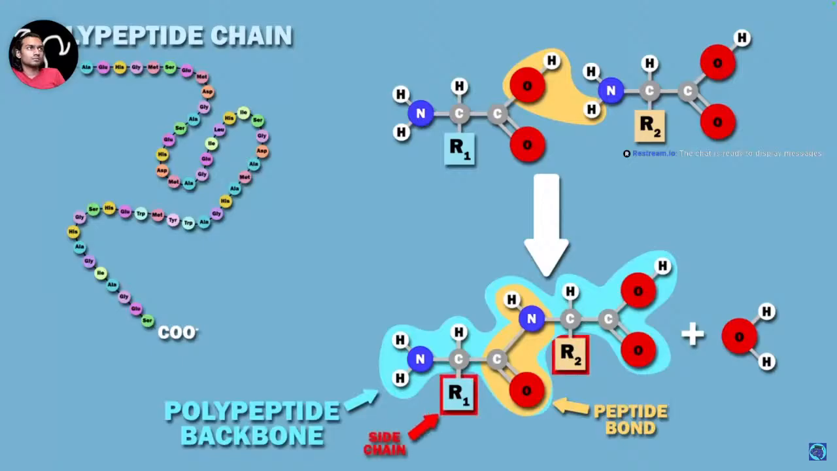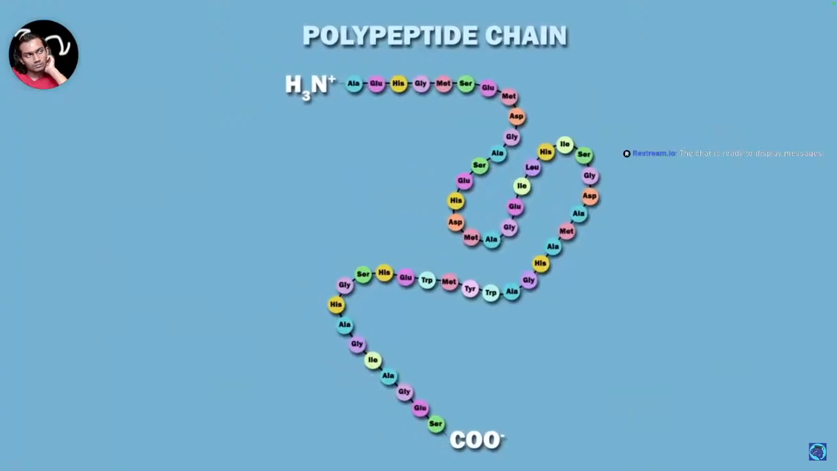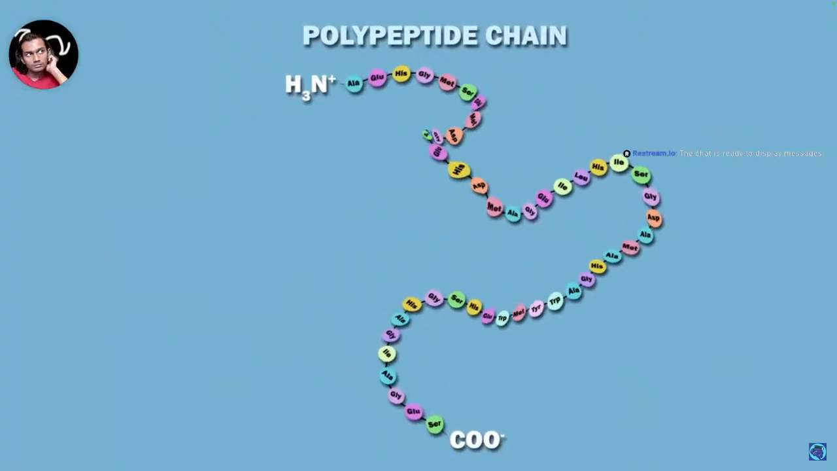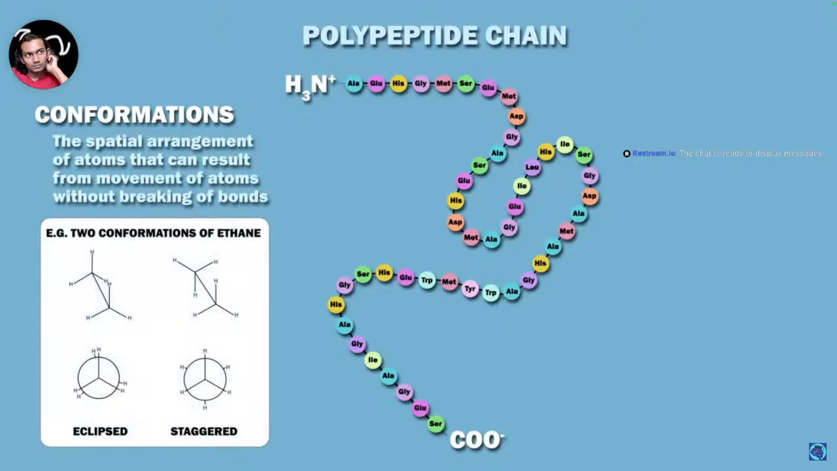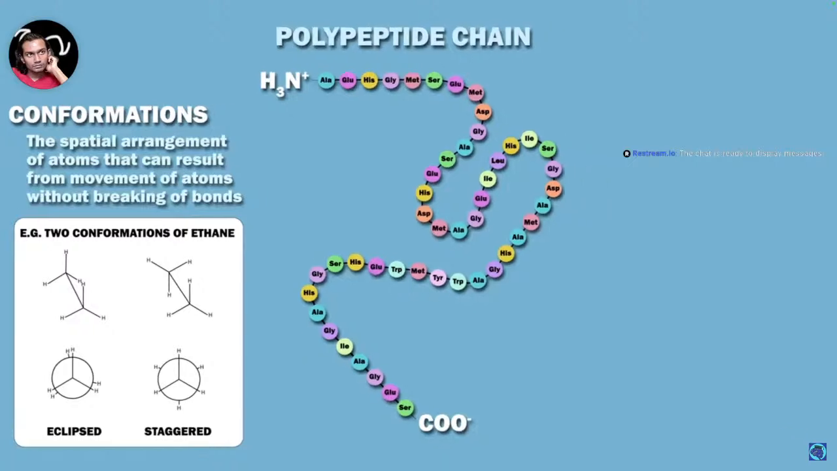The side chain of each amino acid, which is the part that makes it different from the other 19 amino acids, can be either polar or nonpolar. The polypeptide chain can fold in many different ways called conformations. Conformations are the spatial arrangement of atoms that can result from movement of atoms without breaking of bonds.